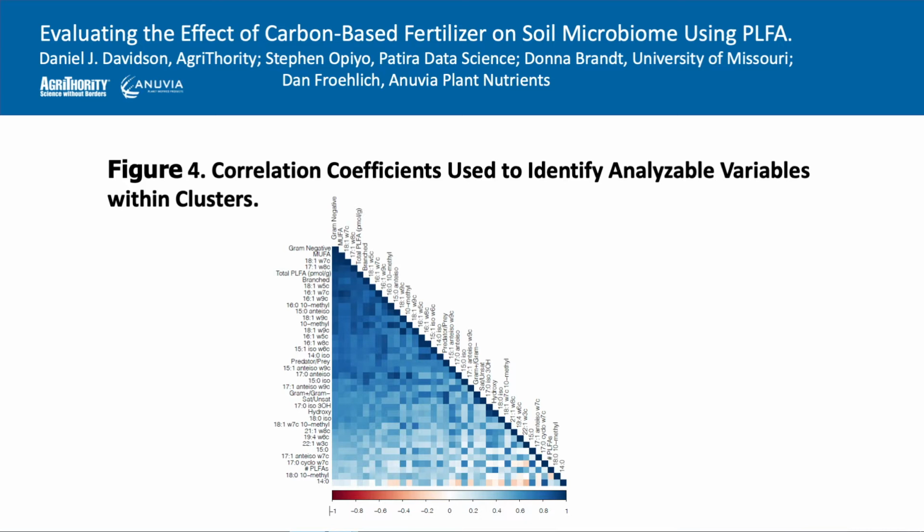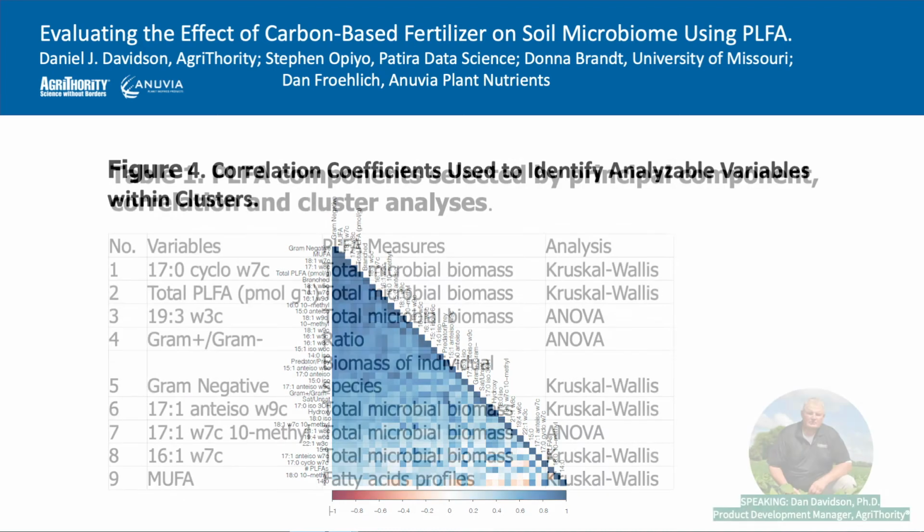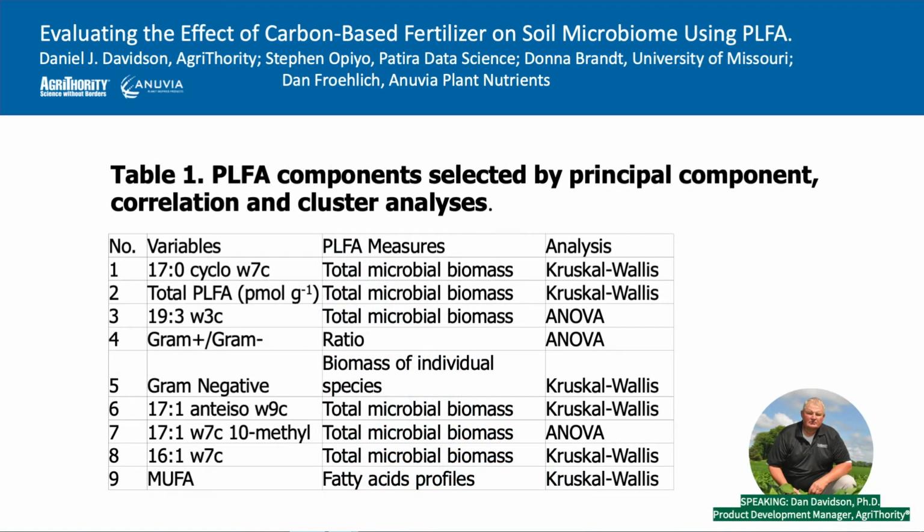The bluer the color, the more highly correlated and redundant a variable. A variable had to have a coefficient less than 0.7 to be analyzed for normality. Table 1 lists the 9 representative variables. The ANOVA and Kruskal-Wallis analyses were performed on the selected PLFA variables based on the Shapiro test of normal distribution. ANOVA was run on normally distributed data, and Kruskal-Wallis was run on non-normal data.